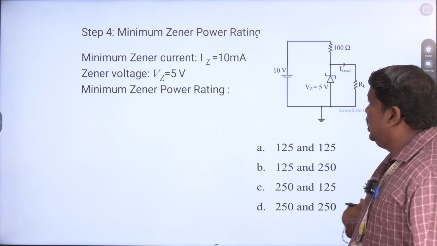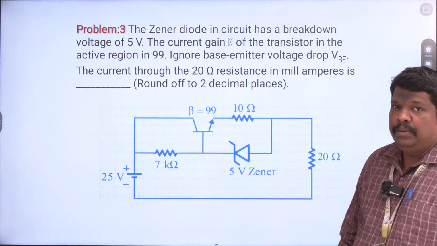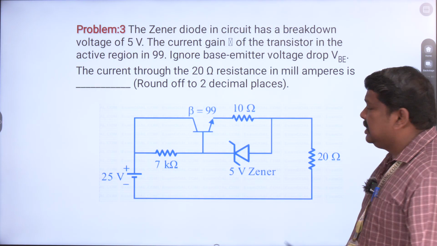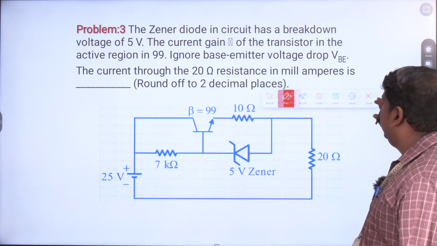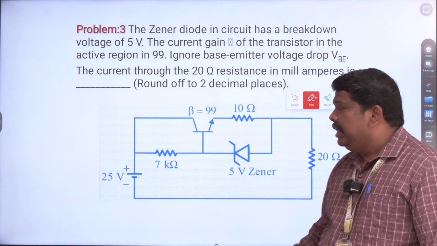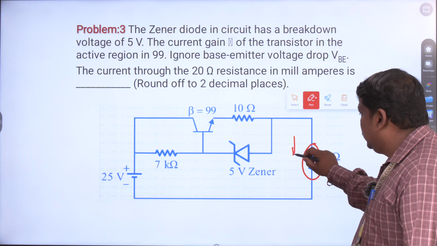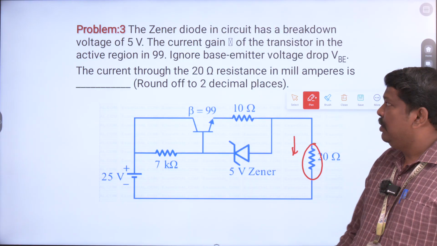And next problem, third problem. Here it is also a zener diode problem, but one thing is that here it is connected with a transistor as well as the zener diode. Here we are going to calculate the current flowing through the 20 ohm resistor.